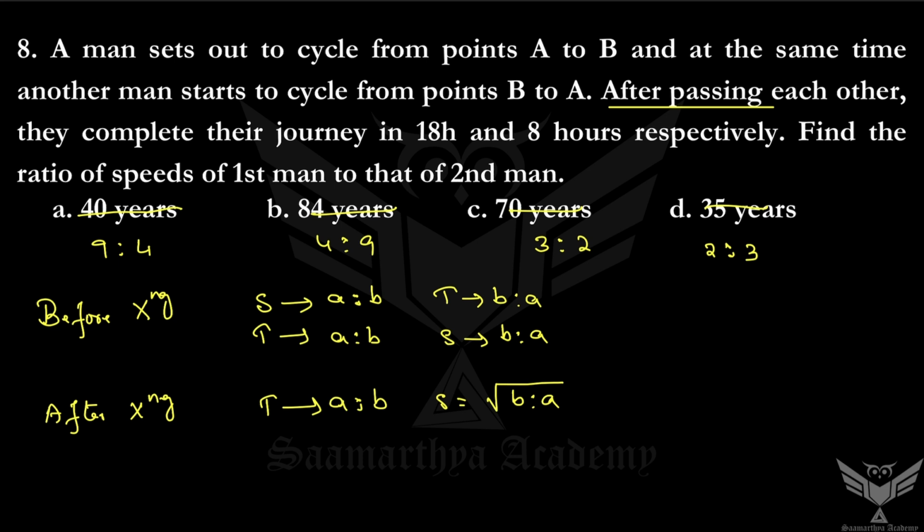Now, clearly, what is the ratio of times? 18 and 8. That is 18 is to 8, same as 9 is to 4. So speeds will be in the ratio under root 9 is to 4, that is 3 is to 2. So option C is the correct answer. Don't just reverse 9 is to 4 as 4 is to 9. That is possible only before crossing, but after crossing it is 3 is to 2.